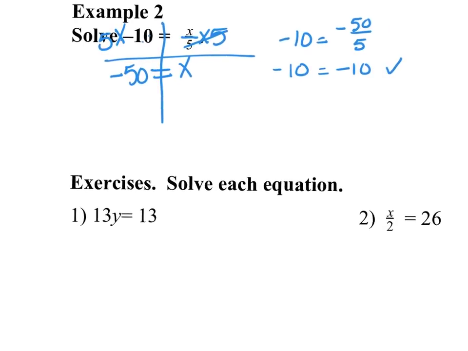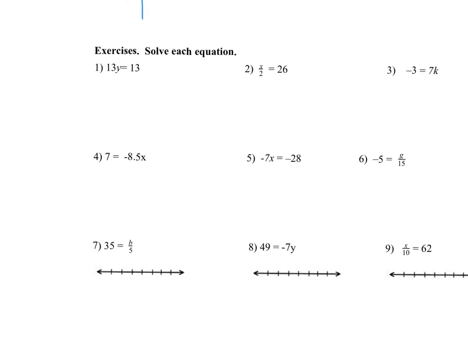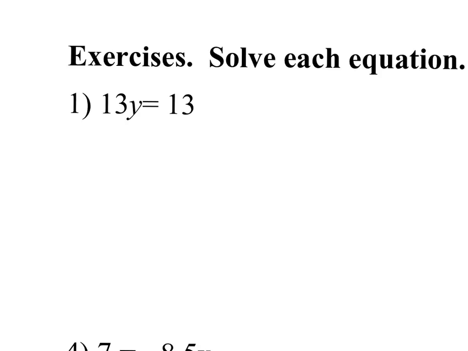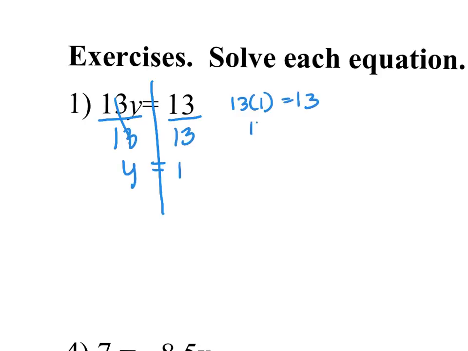Okay. So moving on down to the exercises. We're going to graph here in just a minute, but we're going to go through these exercises. Okay, 13 and y are multiplying. The opposite of multiply is to divide. Divide both sides by 13, and you get y equals 1. So we could check it. 13 times 1 is 13. That's true, so it checks out.